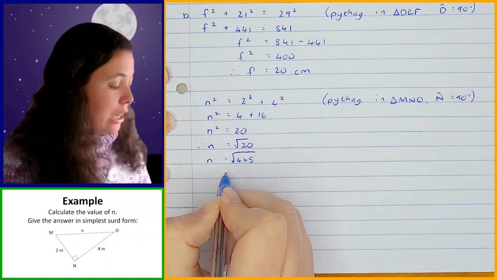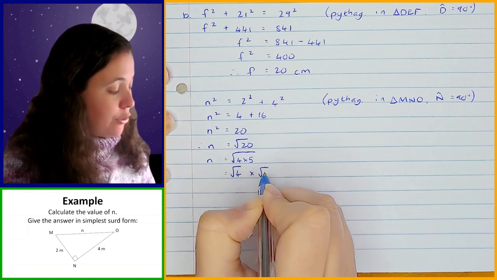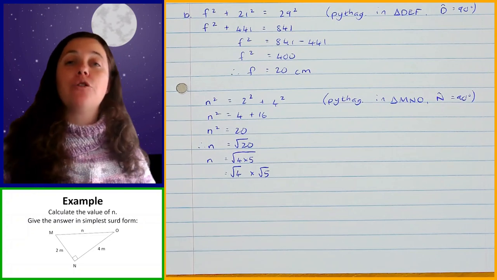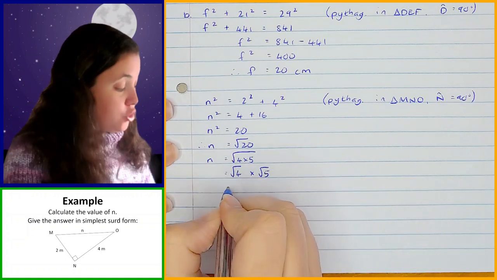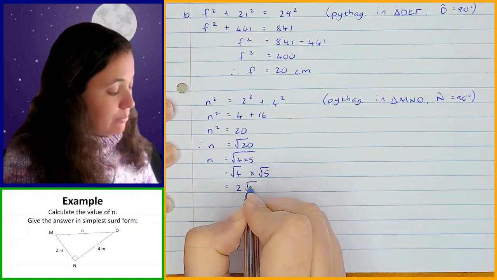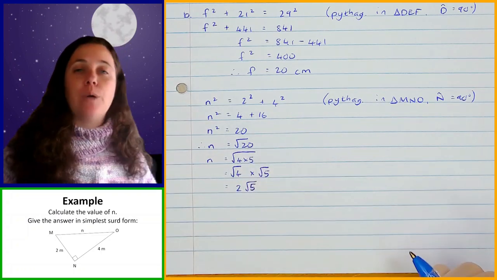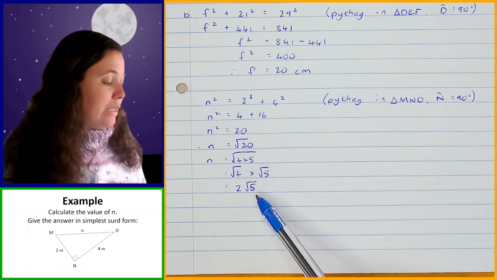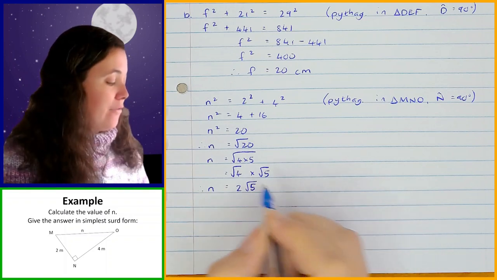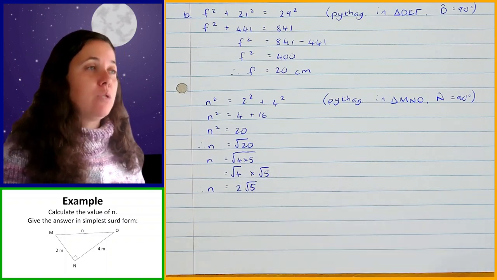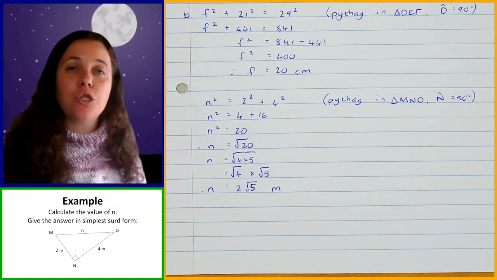Okay. Now the square root of 4 times 5 is the same as the square root of 4 times the square root of 5. I can square root those two factors separately, which means I can work out the square root of 4, which is 2, and then it's multiplied by the square root of 5. This is the simplest surd form of the square root of 20. Okay, so that is what we would need to do for this question. So now I can say, therefore, n is 2 times the square root of 5. And that I still need to give in my unit of measurement, which in this case was meters. So my answer for this one, n is 2 times the square root of 5.